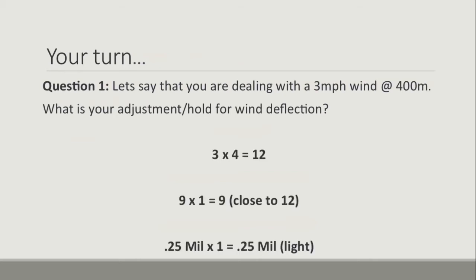Alright, so first number 3 is our wind speed. So 3 multiplied by our constant, which at 400 meters is 4. So 3 multiplied by 4 gives us an answer of 12. How many 9s go into 12? Well, 9 times 1 equals 9, which is close enough. Therefore 1 becomes our magic number. So 0.25 of a mil multiplied by 1 is 0.25 of a mil. Obviously 12 is slightly larger than 9, so drop that 0.25 to 0.2.